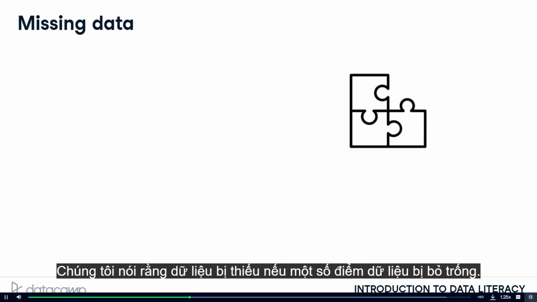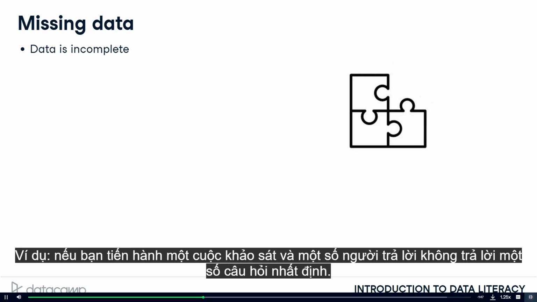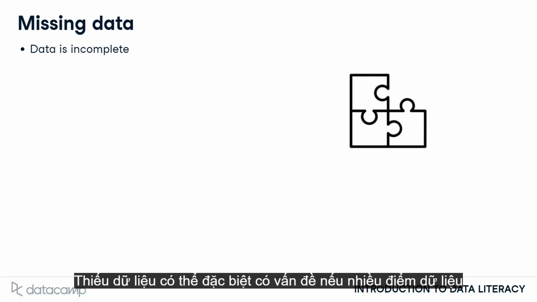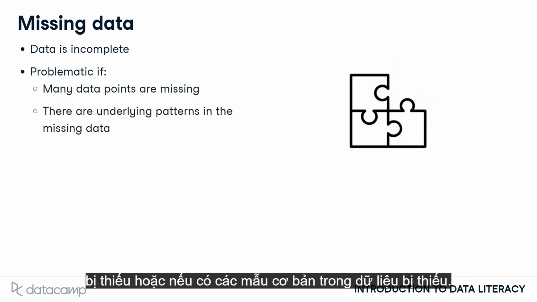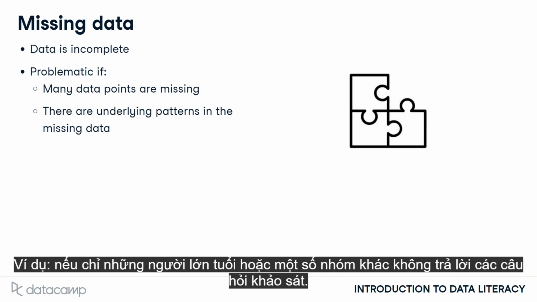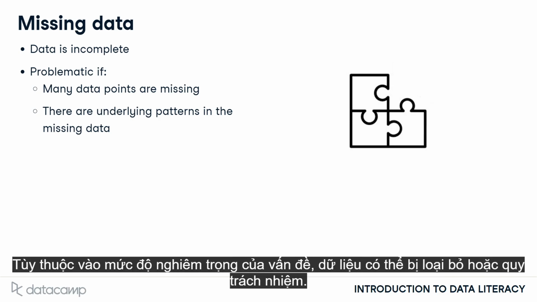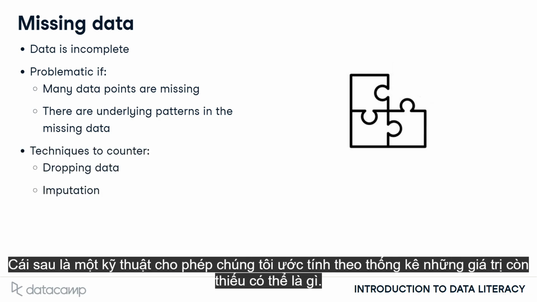We say that data is missing if some data points are left blank. For example, if you conduct a survey and some respondents do not answer certain questions. Missing data can be especially problematic if many data points are missing or if there are underlying patterns in the missing data. For example, if only older adults or some other group did not answer the survey questions. Depending on the severity of the problem, the data can be dropped or imputed. The latter is a technique that allows us to estimate statistically what the missing values could be.